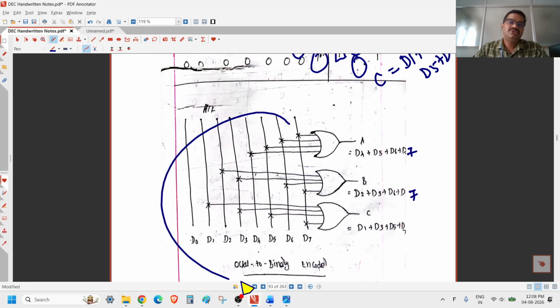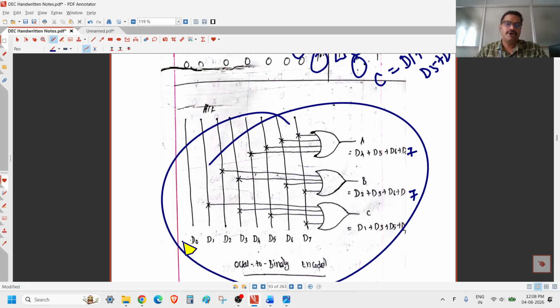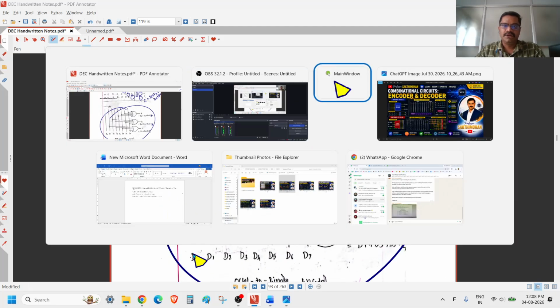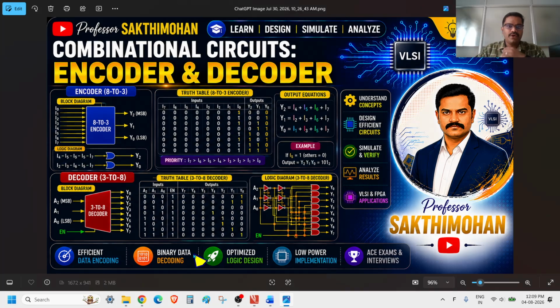Okay, so this is the final logic diagram for the encoder circuit, right? I hope you can understand the concept. So in today's video we have discussed the basic principle of encoder and decoder, that is, what is encoding and what is decoding, and after that we have designed the circuit for the decoder and encoder. I hope you understand the concept of encoder and decoder.